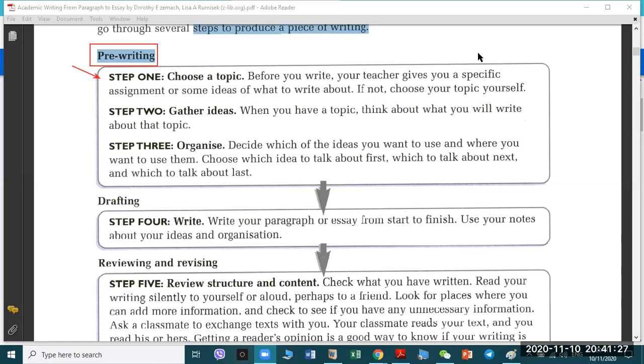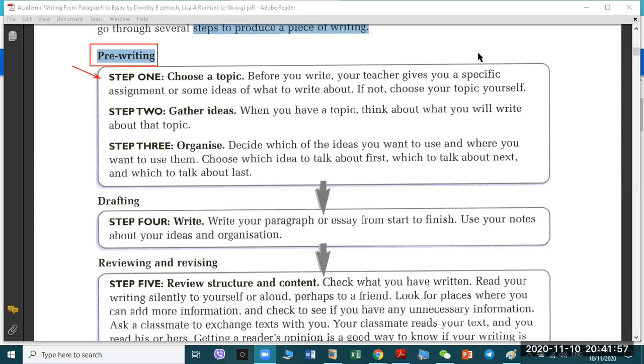The second step is called gather ideas. You should collect as much information as possible about a topic that you are about to write about. Okay? When you have a topic, think about what you will write about that topic. For example, you have sports. So sports is a topic that you have. You should gather as much information as possible about sports.